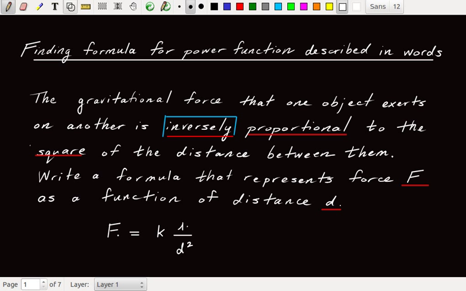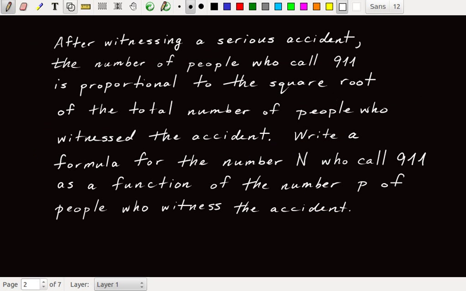So altogether we get force is equal to k times 1 over d squared, or simply k over d squared. So force is inversely, that's why it's in the denominator, proportional, that's why we have k, to the distance squared. Okay, let's do another example.